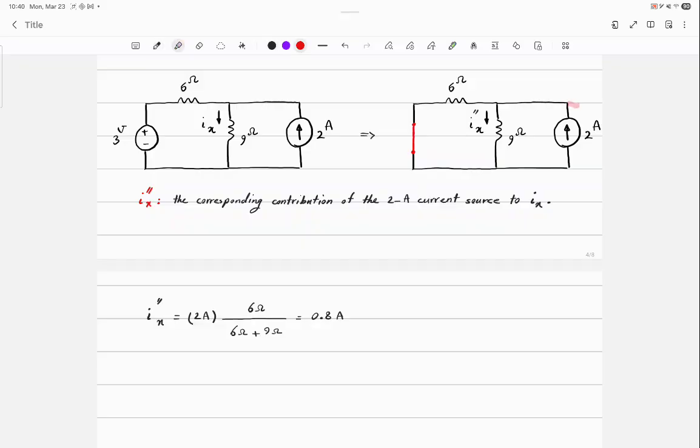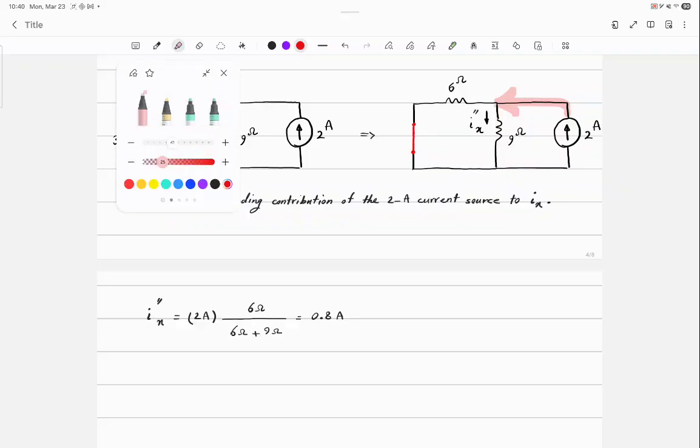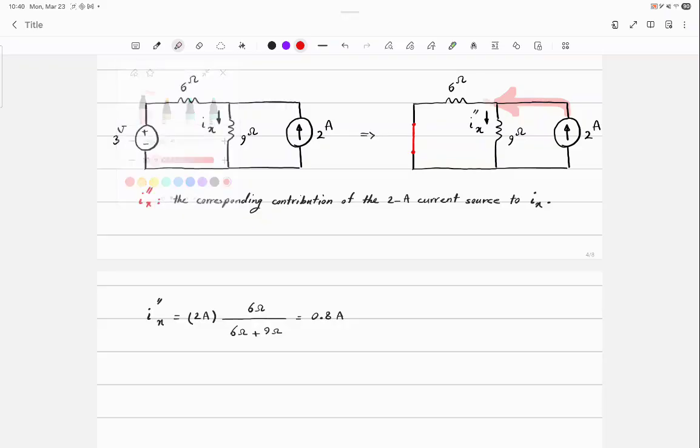See, this is the idea of current division. This guy is going this way. Now, it's getting divided.